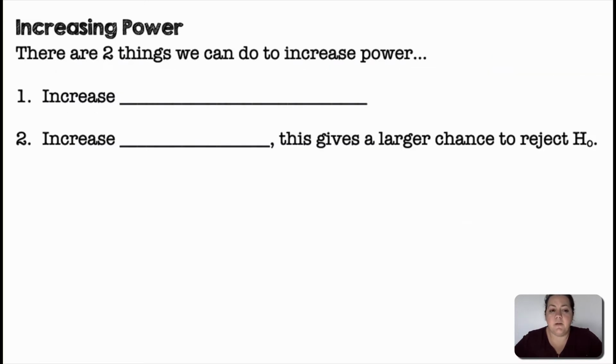All right, increasing the power. There are two things that we can do to increase the power. We can increase the sample size, or we can increase our alpha value. This gives us a larger chance to reject the null hypothesis, but it also increases the risk of a type 1 error, so keep that in mind.